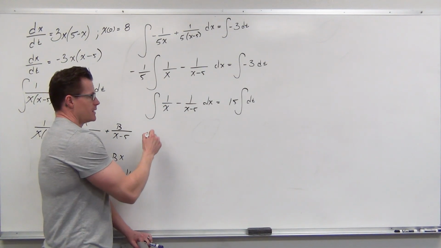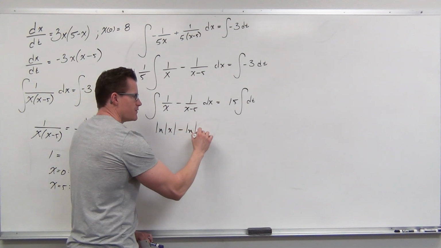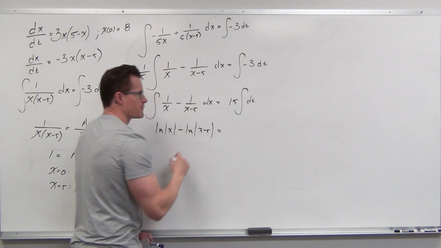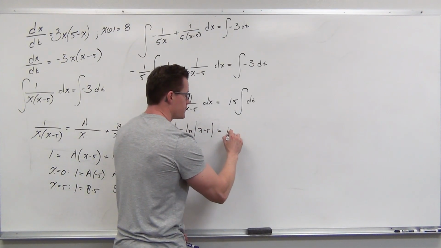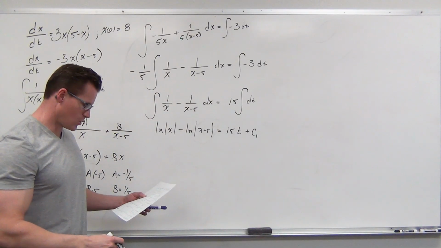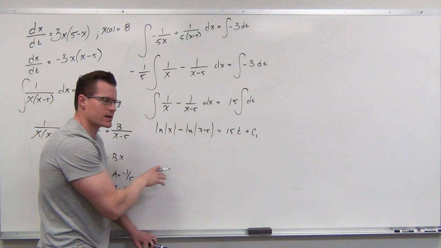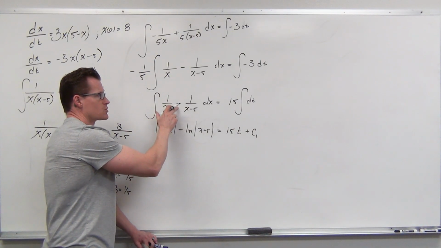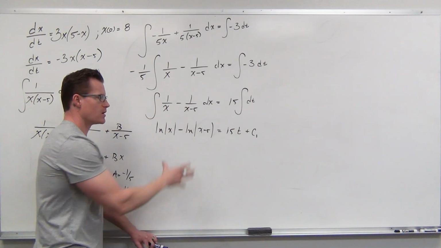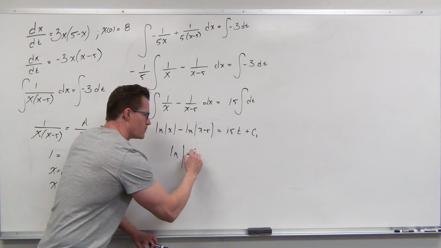On the left-hand side, we're going to get ln absolute value of x. We're going to get minus ln absolute value of x minus 5. No problem. We should be very comfortable with that. On the right-hand side, we get a 15t plus c sub 1. We know that we're going to be changing that c sub 1. Now, let's combine these. And you're going to see what I'm talking about right now. I said that when you have a subtraction and 2 terms on your denominator, eventually that's going to become your denominator when you combine these into a single logarithm by the quotient rule.